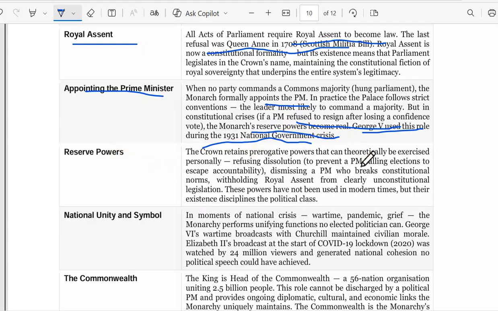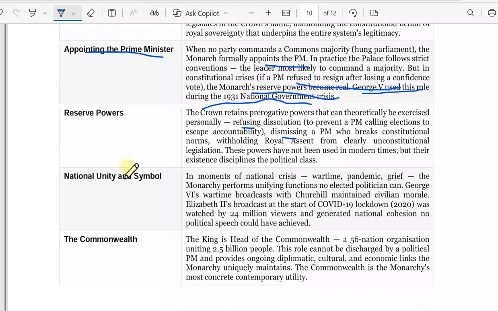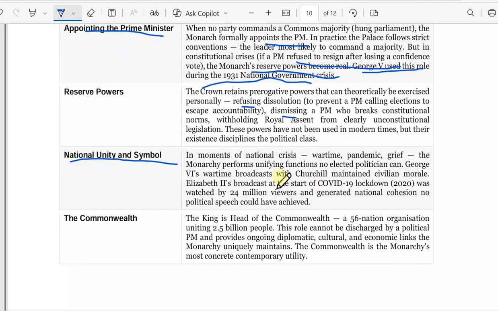Reserve powers. Okay, so what is that? Usually it is a convention that the monarch assents to all bills, but yes, he can refuse. He can dismiss a prime minister. He holds all these powers and can use them. And the monarch is a symbol of national unity. During COVID, Queen Elizabeth II's broadcast was watched by 24 million. People are emotionally and psychologically connected to the royalty.